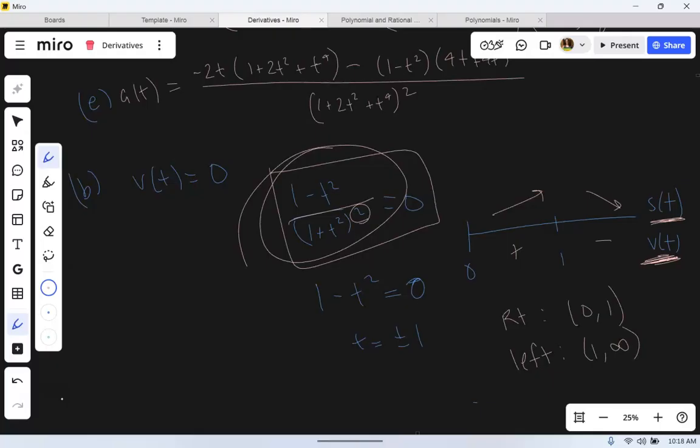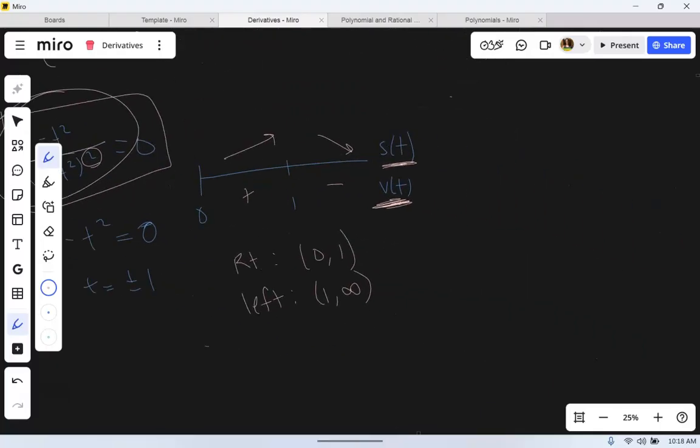Total distance traveled. This is not the total distance traveled. This is total distance traveled. All right, I need the position at 0. Then I need the position at 4, but I also need it where it changes direction, at 1. So I need S of 0, S of 1, and S of 4, because if I just take the initial minus the terminal, I'm going to have displacement and not total distance traveled. Oh, sorry, we are finding displacement.